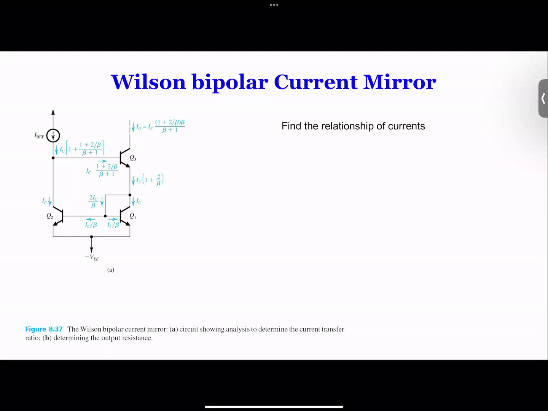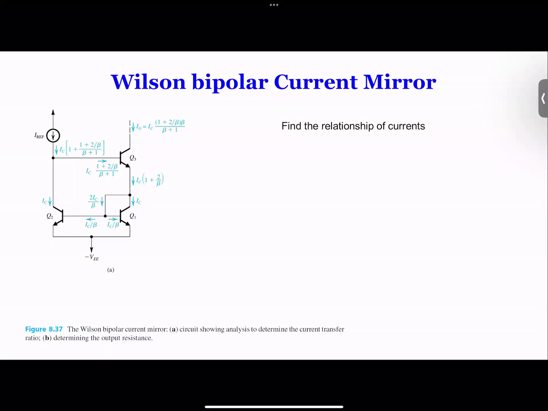So for this one, it's called a Wilson bipolar current mirror. Remember when we talk about the BJT-based current mirror, we have an issue with the base having current flowing through it. So that's going to alter the current between the two matched transistors because there's current in the base. So the reference current doesn't always represent the current actually in the other one that needs the current source.